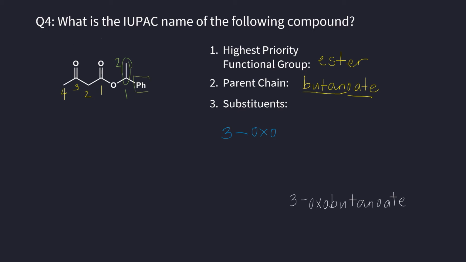The alcohol part has an ethyl chain with a 1-phenyl substituent. So its full name is, in parentheses, 1-phenylethyl. So the full name of this compound is 1-phenylethyl 3-oxobutanoate. For esters, there is always this space between the alcohol name and the ester name.